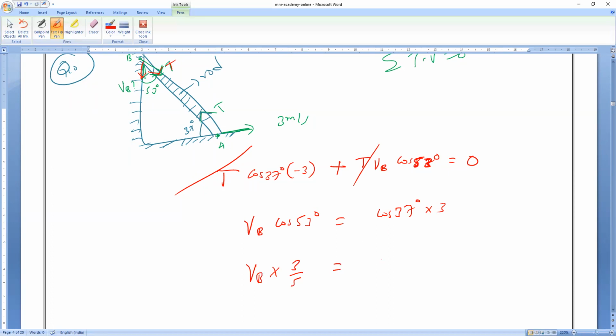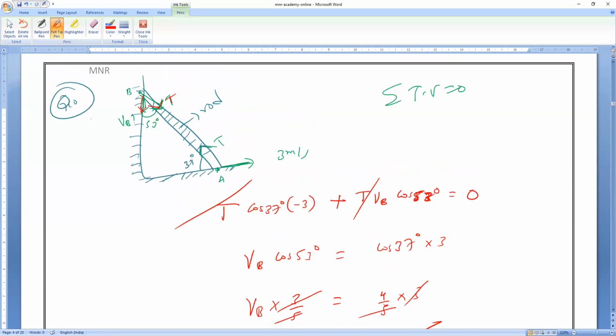Cos 53 is 3 by 5, and cos 37 is 4 by 5. So VB into 3 by 5 equals 4 by 5 into 3. Both sides, 3 will get cancelled, 5 will get cancelled. So the velocity of B is equal to 4 meters per second. That's it.